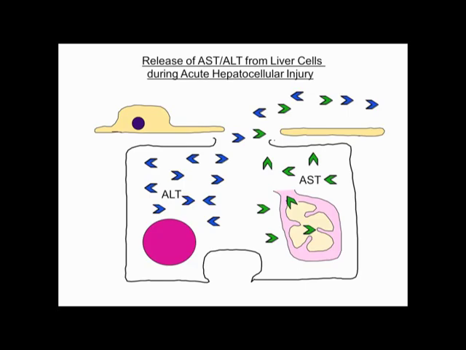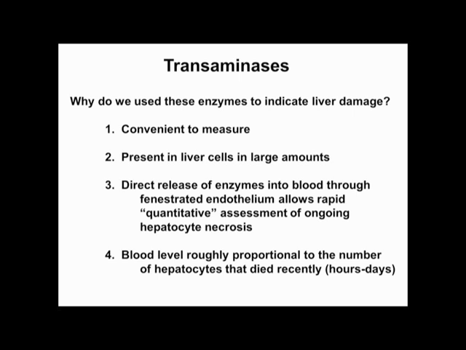So this is my crude drawing of a liver cell that gets injured. And here's the biliary canaliculus. You got mitochondria, you got a nucleus, you got AST in several places, you got ALT in the cytosol. When the liver cell finally ruptures, these things can get directly into blood because you've got that nice fenestrated endothelium. So they're easily detectable in blood. They're convenient. There's a lot of it in the liver. It directly gets released into blood. So this is a very sensitive and relatively specific measure of ongoing cell injury.